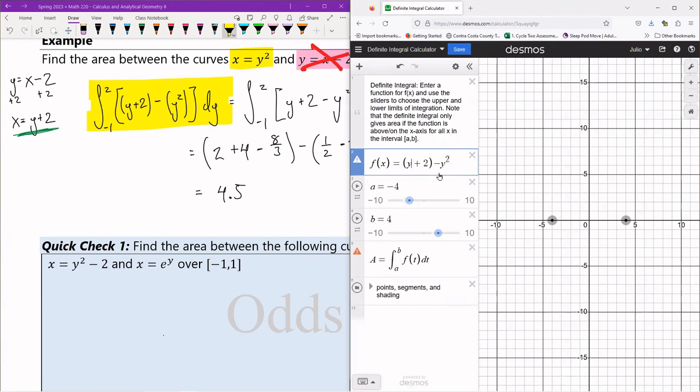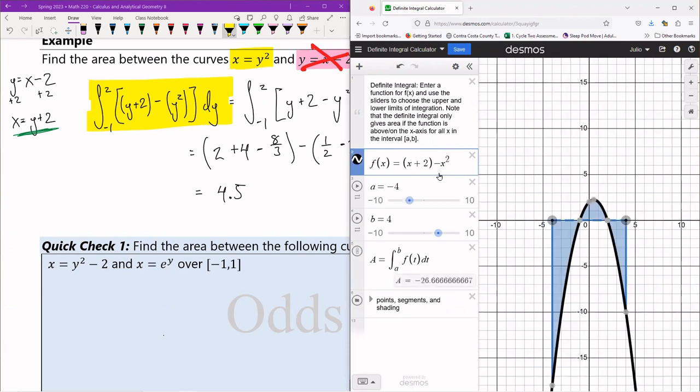Oops. Look at me go. X plus 2 minus x squared. There we go. Okay. And I need it from -1 to 2.